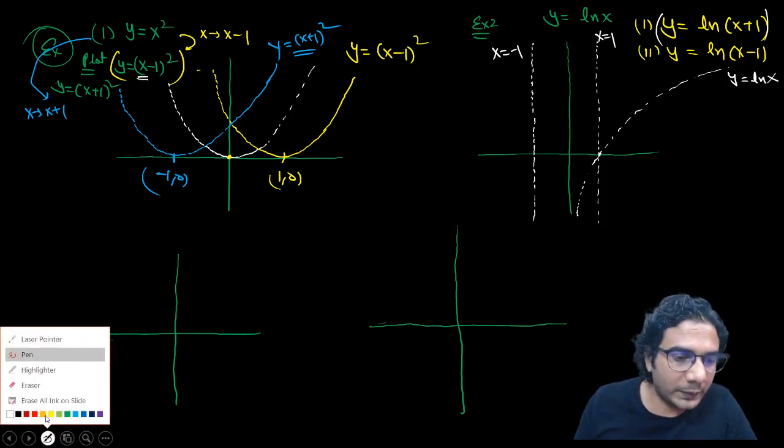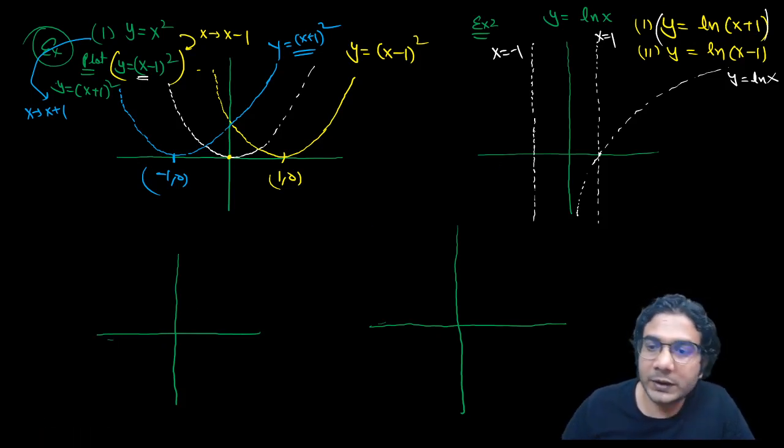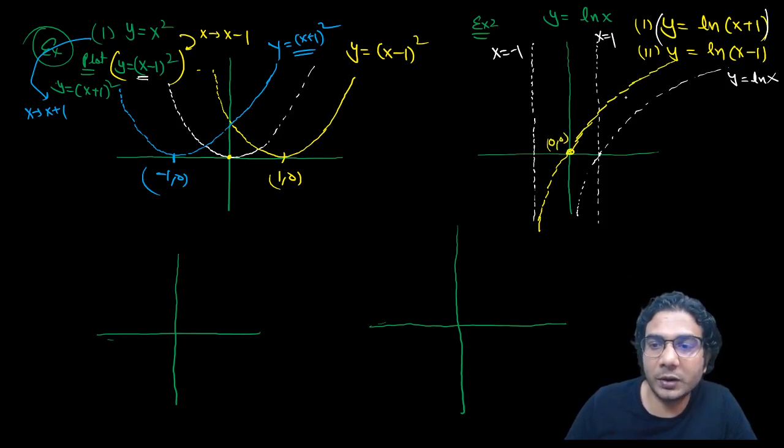First one is y is equal to ln of x plus 1. When you plot this, the whole graph will shift by 1 unit towards left. So it will look like this. It will touch the x is equal to minus 1 line. It will pass through the origin now, because the point which was 1, 0 will become 0, 0. So this is the graph.